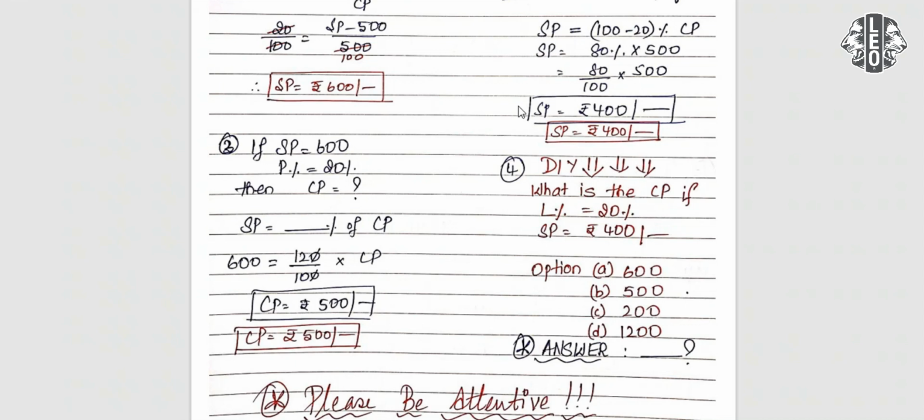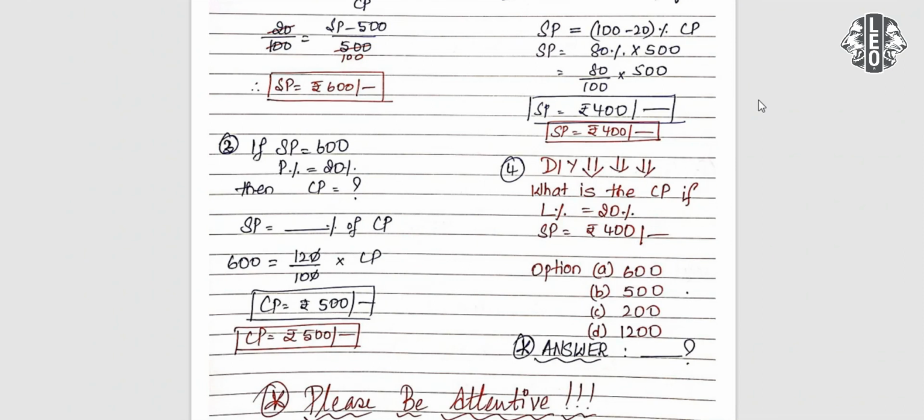So please write down the skeleton. Selling price is equal to 100 minus loss percentage into cost price. And please tell me what is the cost price. Tell me the option. Option A, option B, option C. Or answer is cost price is 500 rupees. That is right. Now let me tell you the thing.